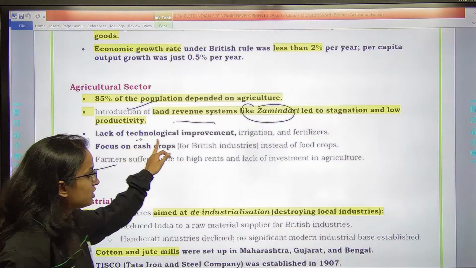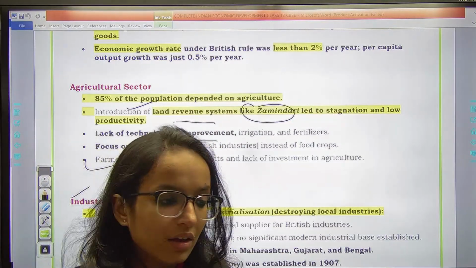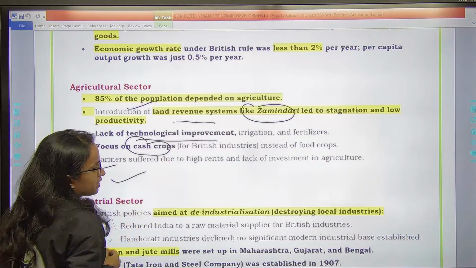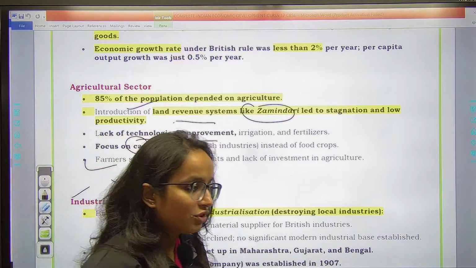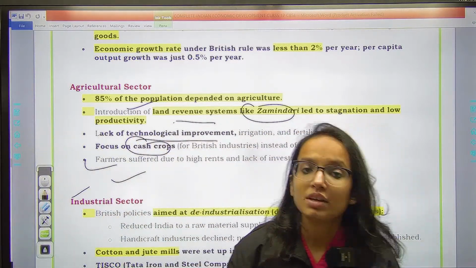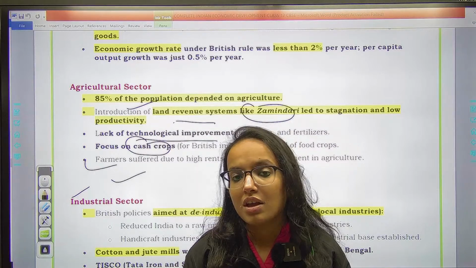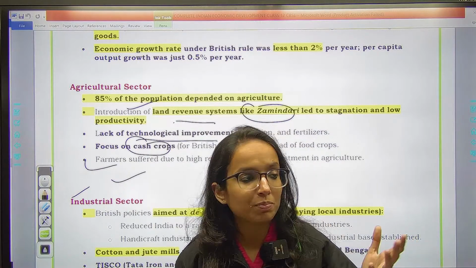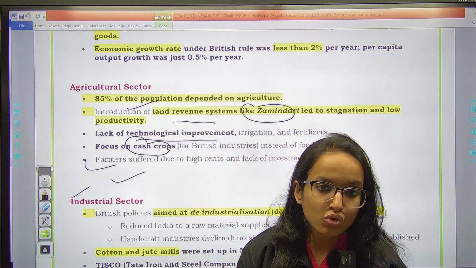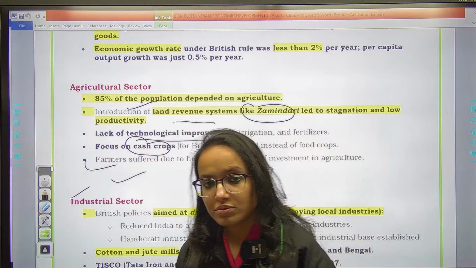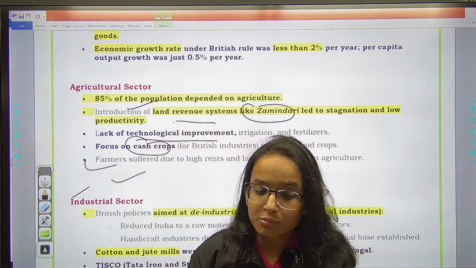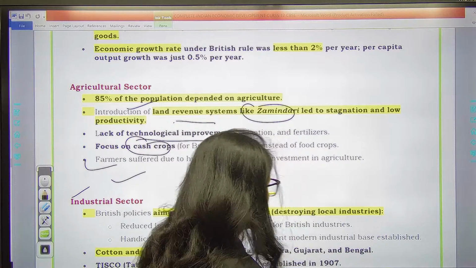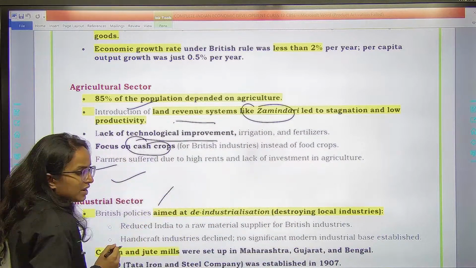Also, lack of technological improvement destroyed Indian agriculture. Then focus on cash crops, because cash crops are commercial crops, crops which can be traded, from which the Britishers could earn hefty money, and they were grown, right? And these cash crops were grown at a huge level, plantation level, so plantation agriculture was practiced. They destroyed the quality of Indian soils. Also, since these were cash crops, they were not food crops. So India did not become self-sufficient in food grains. We were still importing food grains. Cash crops like banana, cotton, sugar, coffee, indigo were grown, right?